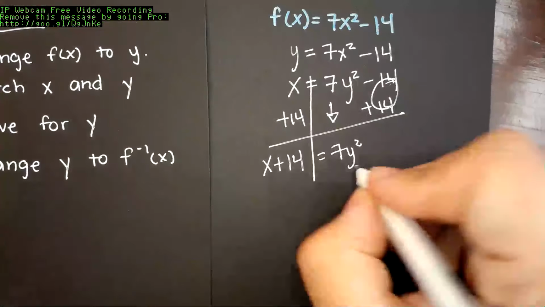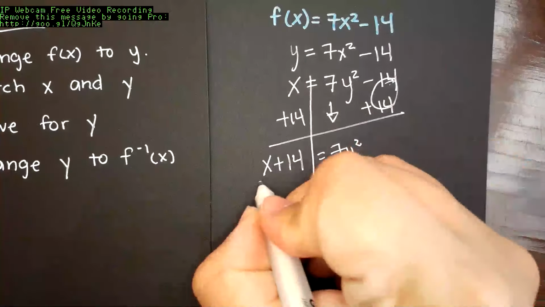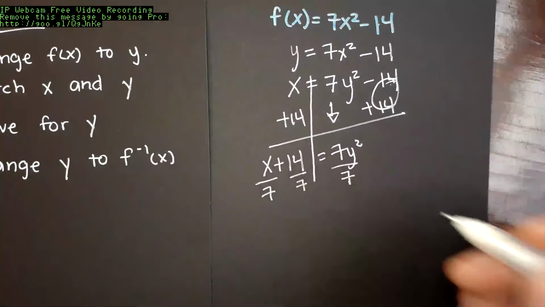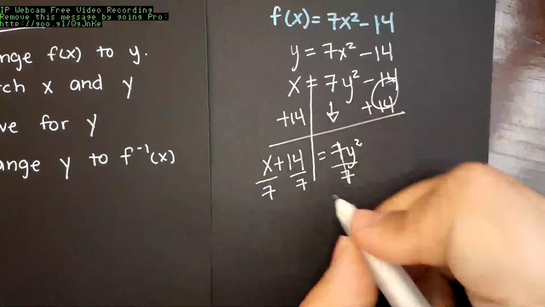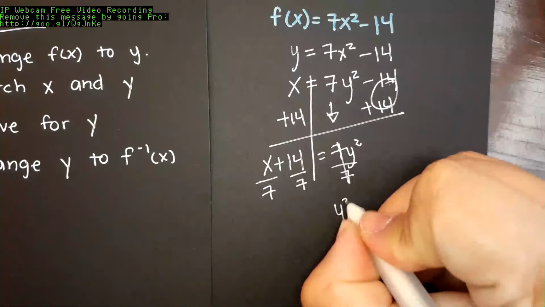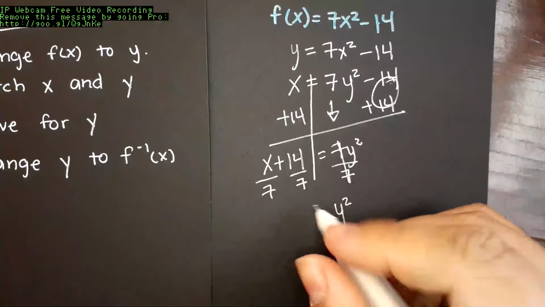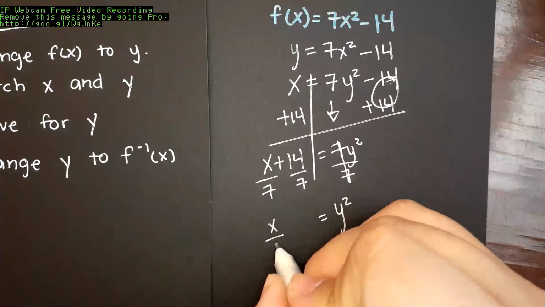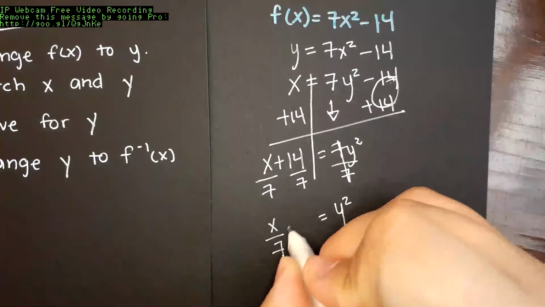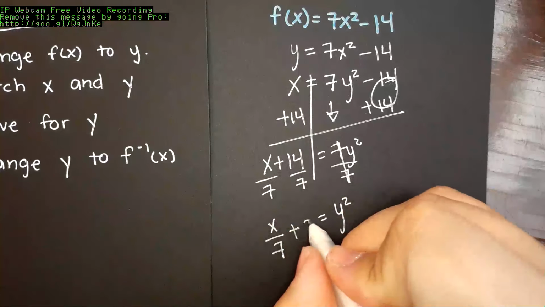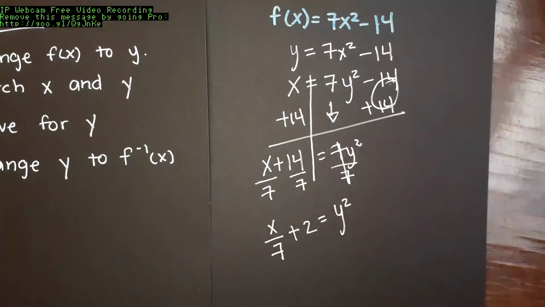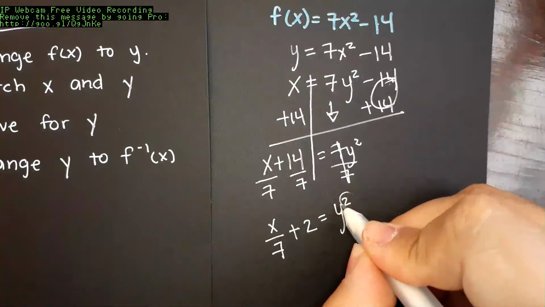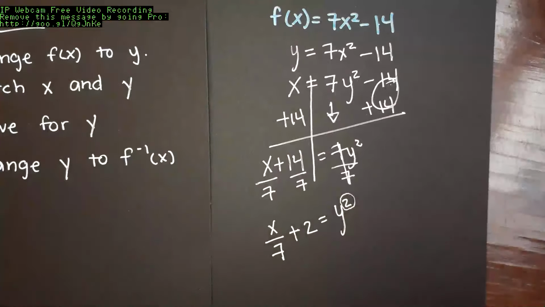Okay, so now I divide by my 7. So I divide each term. If I do it to one side, I have to do it to the other. So 7 divided by 7 will give me y squared. And over here, I can simplify this, x over 7. And 14 divided by 7 is 2. Okay. So as you can see, I still have one more thing to do. I have to get rid of this squared term.